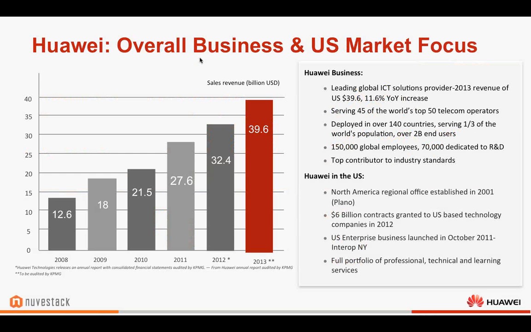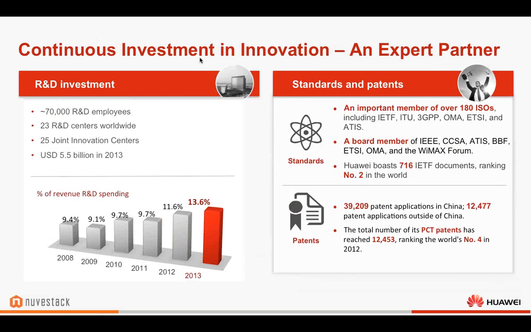The company has 150,000 employees, 70,000 of which are engineers. And we have a massive R&D facility in Santa Clara, California, and some other locations spread out around the United States as well. Our U.S. headquarters is based in Plano, Texas, and we have awarded over $6 billion in contracts to U.S.-based companies. So Huawei is definitely a company that does huge amounts of business with lots of very large U.S. suppliers. On the next slide, I just want to talk for a second about the innovation. So I mentioned a second ago that Huawei has over 70,000 engineers.